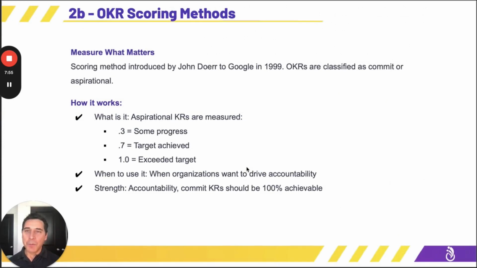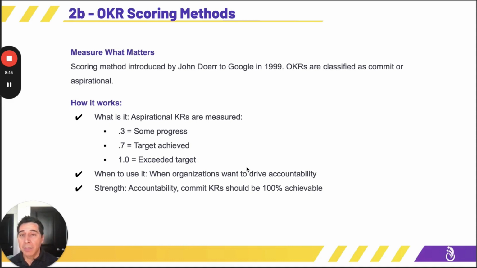Okay, so the measure what matters method. This is one of the more common methods that is out there. It was introduced by John Doerr to Google back in 1999, and so it's the scoring method that they've used. It's classified as either committed OKRs or aspirational OKRs.